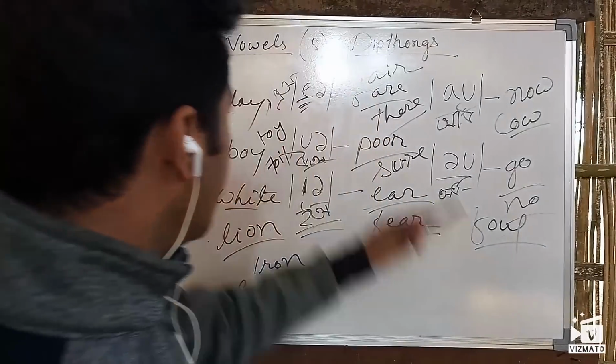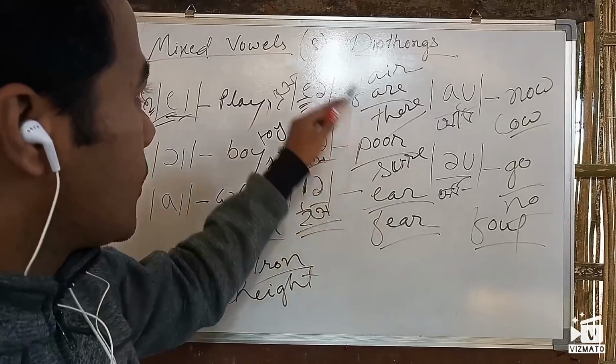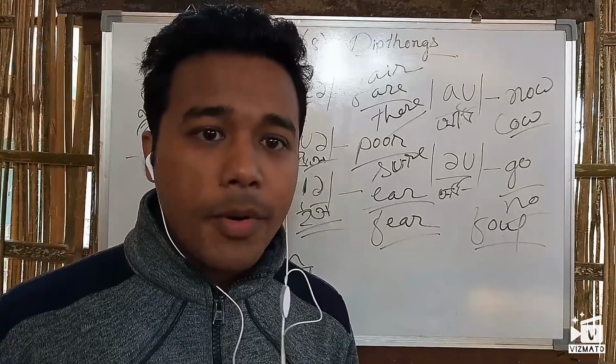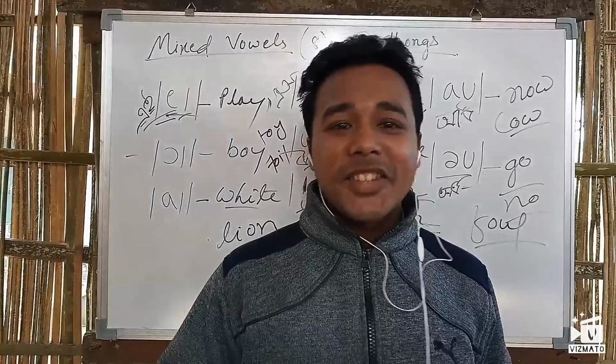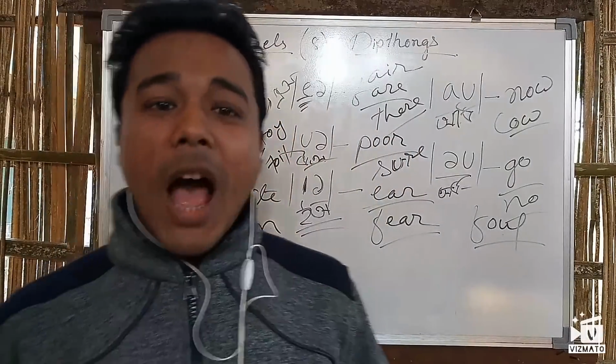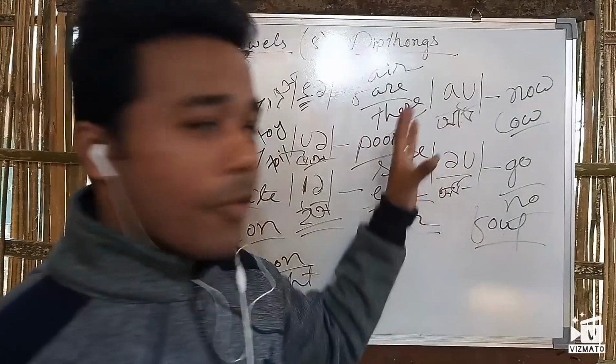So this is the diphthongs. These are 8 in number. So friends, this is just an overview of the vowel sounds. I will make separate videos on each of these following sounds.